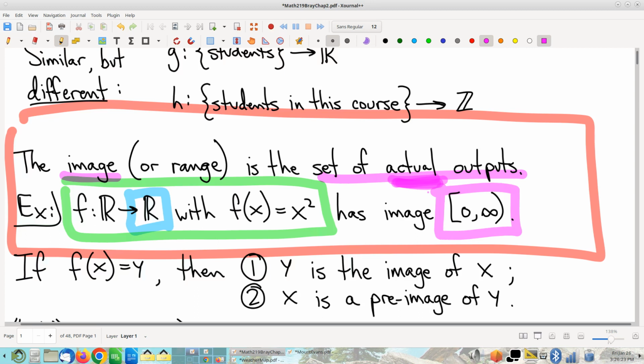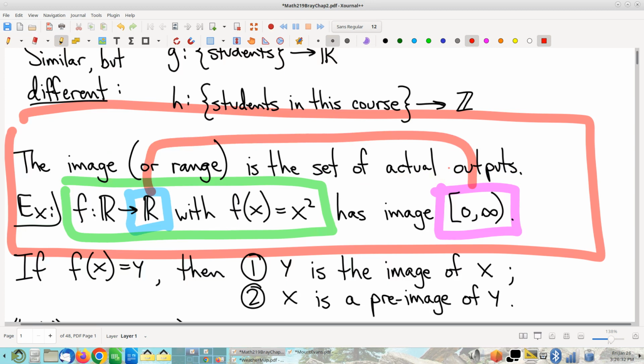And so notice there is a significant difference between the target and the image. The target, I almost arbitrarily chose to be the unnecessarily large set of all real numbers. The image, I don't get to choose. The image is what it is. It's whatever the actual set of outputs actually is, in this case, the non-negative real numbers. Okay. Everybody good with that?